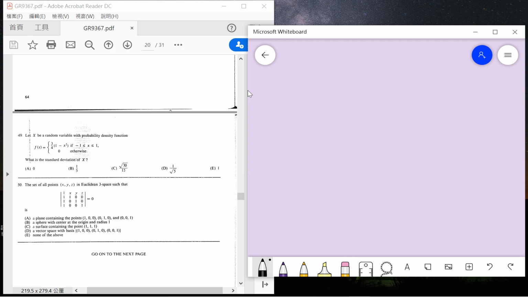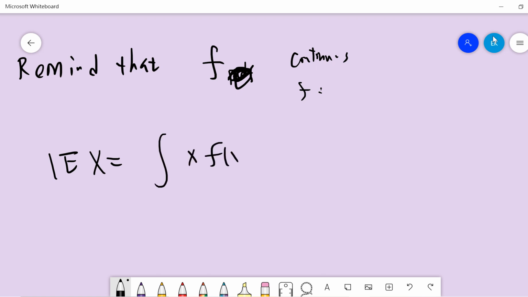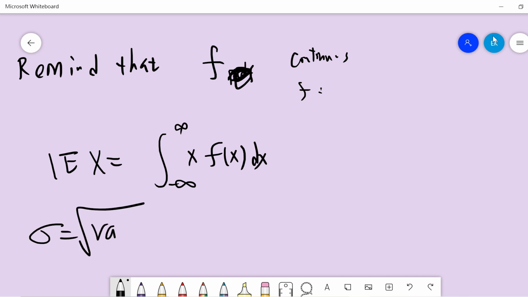Okay, so let me remind you guys. Suppose this is called a PDF, probability density function. In this case, I just use the f. Continuous variable means that f is a continuous function, at least on some interval. So basically, two important formulas. One is the expectation value, which is defined to be the integral of x f(x) dx. So this is the expectation value, and the standard deviation is the square root of the variance.